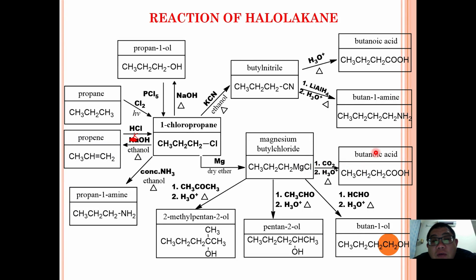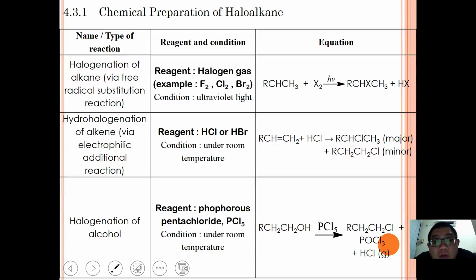So enough with the mind map. So let's have a look at the content. So first of all, we are going to rediscuss the chemical preparations. So as we mentioned just now, the haloalkane can be prepared via free radical substitution reactions, halogenation of alkane, where you're going to use gas such as fluorine, chlorine, bromine under ultraviolet to give the respective product. So we have already discussed this during the alkane chapter. Maybe you want to look back at the alkane chapter.